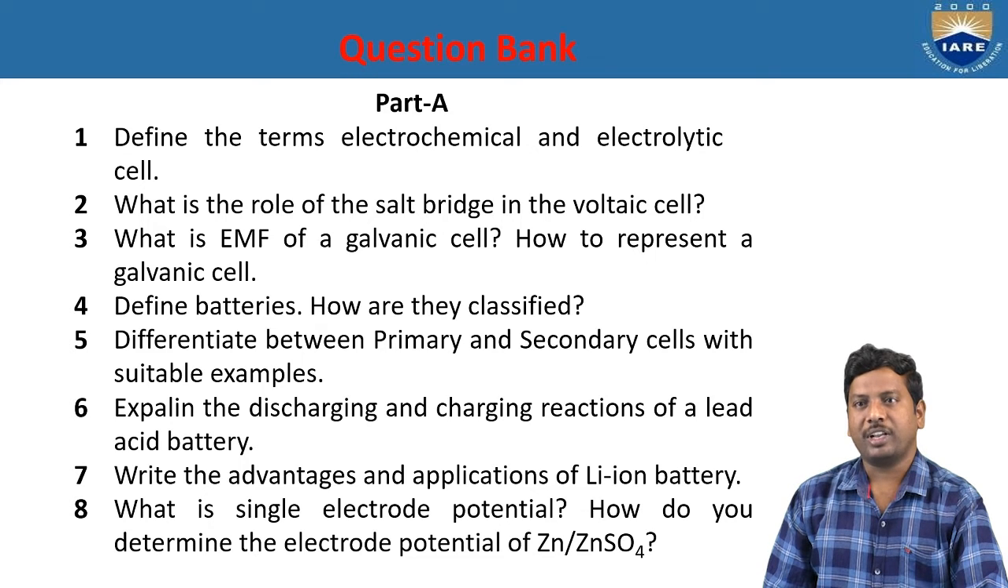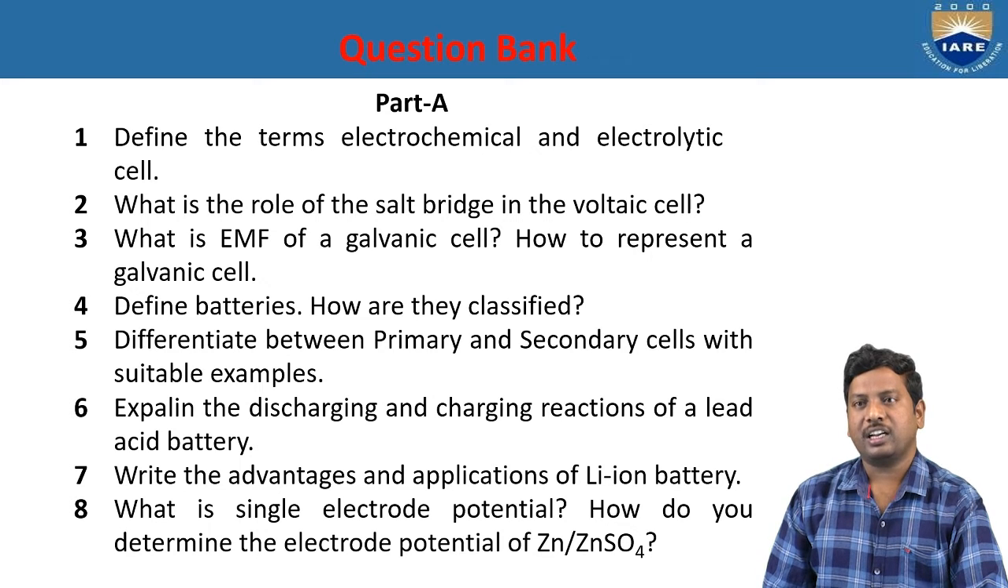One is primary cells and the other is secondary cells. Differentiate between primary and secondary cells with suitable examples. Primary cells are called disposable batteries. They involve only chemical energy converting into electrical energy. The best example for primary cells is the lead acid storage cell. And secondary cells involve the conversion of chemical energy into electrical energy and electrical energy into chemical energy. The best example for secondary cells is the nickel cadmium cell.